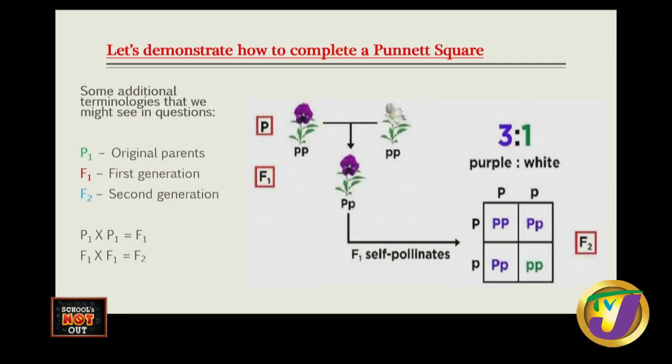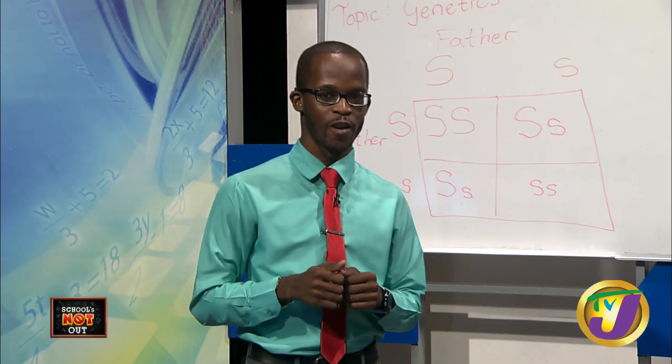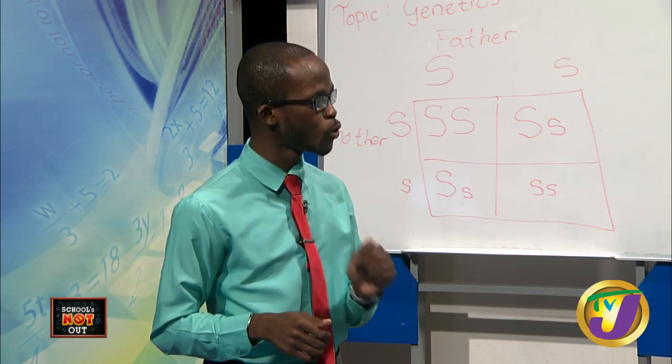Now let's look at some additional terms that we can have. You'll see in your exam questions some additional terms being used. You'll see P, you'll see F1, you'll see F2. Now, P refers to the original parents that we have. So we'll take, for example, Mary and John. Together, they would be the parents. Their children are referred to as the F1 generation. Their children's children would be referred to as the F2 generation.